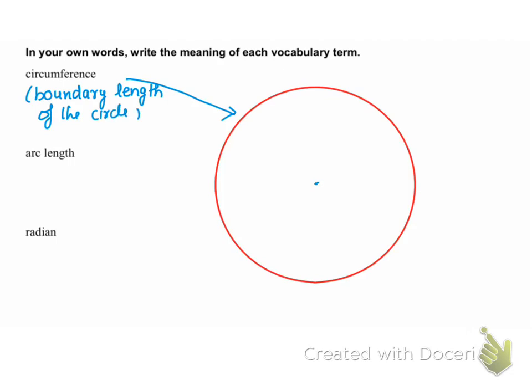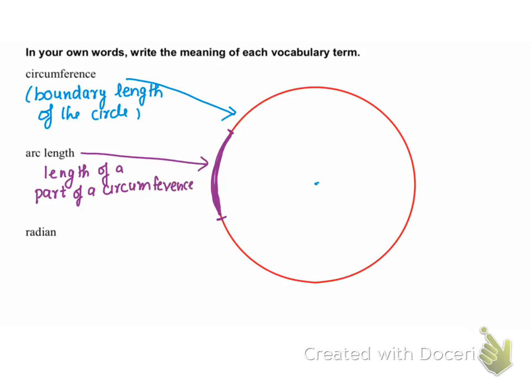That is the circumference. Then arc length is basically a part of the circle. Like if I'm taking from here to here, if my interest is to figure out how long that is, circumference is the whole length of the circle, but arc length is the length of a part of a circumference.